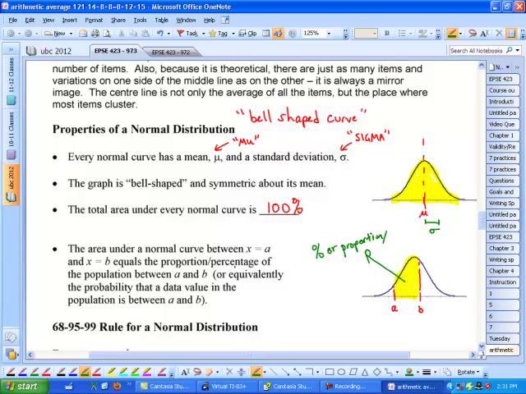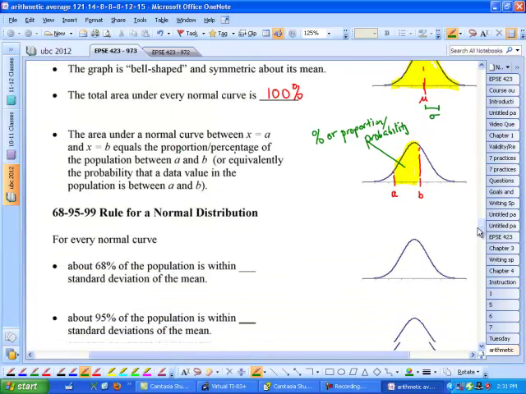P-R-O-P-O-R-T-I-O-N, or the probability that a data value in the population is between those two numbers. Well, more importantly here, we also know this from a normal distribution. It says for every normal curve, about 68% of the population is within one standard deviation of the mean.